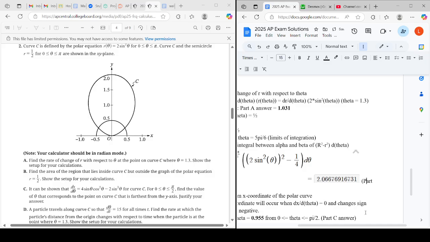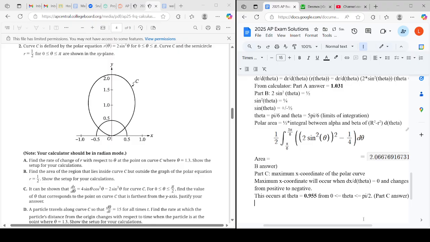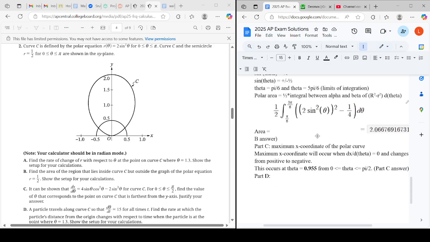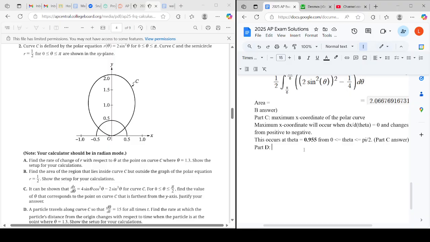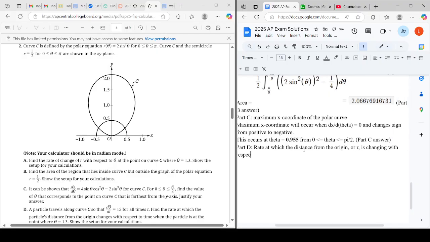And finally, part D. I've seen a lot of people overcomplicate this one and use related rates. Alright, here's where the chain rule or Leibniz notation comes in handy. It will oversimplify the process a lot. So watch this. We're given d theta over dt, and we know what dr over d theta is. We've calculated it here. So we're trying to find the rate at which the distance from the origin, or r, is changing with respect to time.